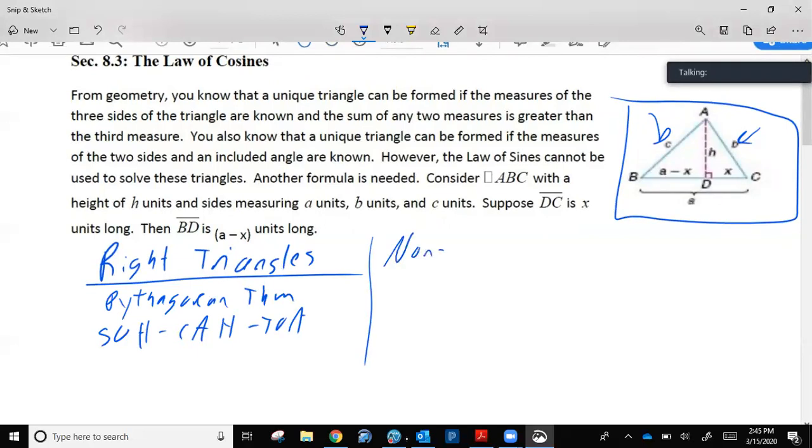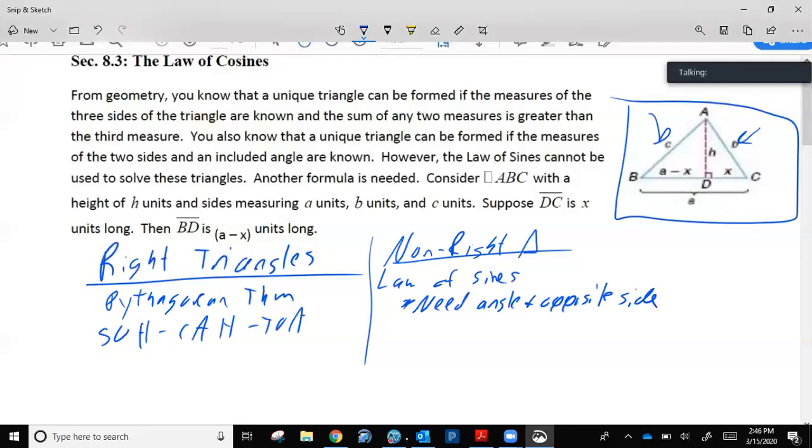Now, on a non-right triangle, you learned the law of sines last week. Law of sines is incredibly simple and powerful to use. To make that work, though, we need an angle and opposite side to set up our ratios. If you don't have an angle and opposite side pair, law of sines is hard to use. It's impossible to use, which is why we need another law, the law of cosines, to make this happen.